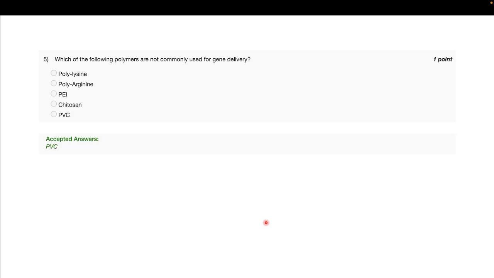Okay, let's look at the answer. The correct answer is PVC. So the question is asking which polymer is not commonly used for gene delivery. If you see all of the first four options, these are all positively charged polymers. Only PVC is a negatively charged polymer, hence it's not commonly used for gene delivery. Clear? I'll move on towards the next question then.